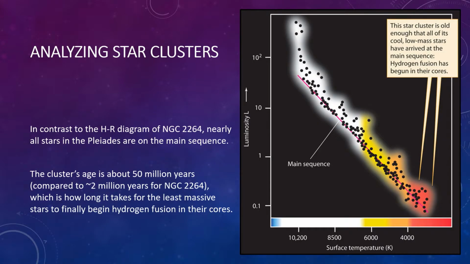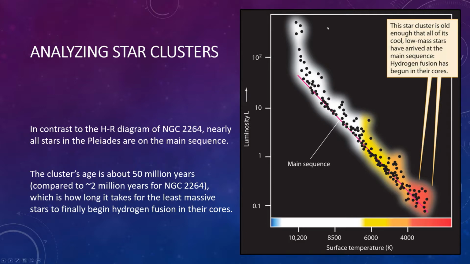The HR diagram for the Pleiades bears out this idea. In contrast to the HR diagram for NGC 2264, nearly all of the stars in the Pleiades are on the main sequence. Right? So almost all of them are along this pink line, the main sequence. The cluster's age in this case is about 50 million years, which is how long it takes for the least massive stars to finally begin hydrogen fusion in their cores.